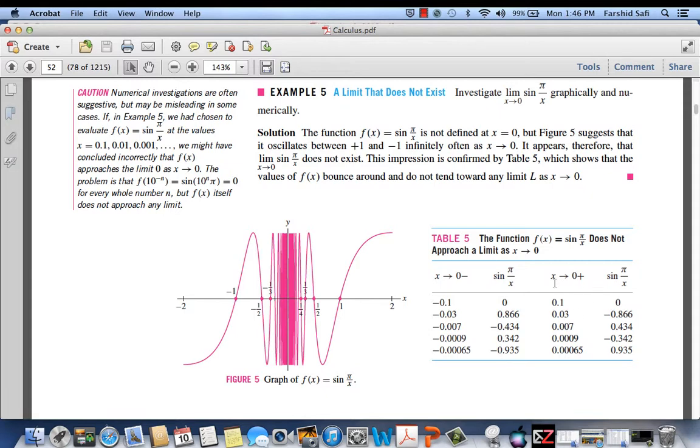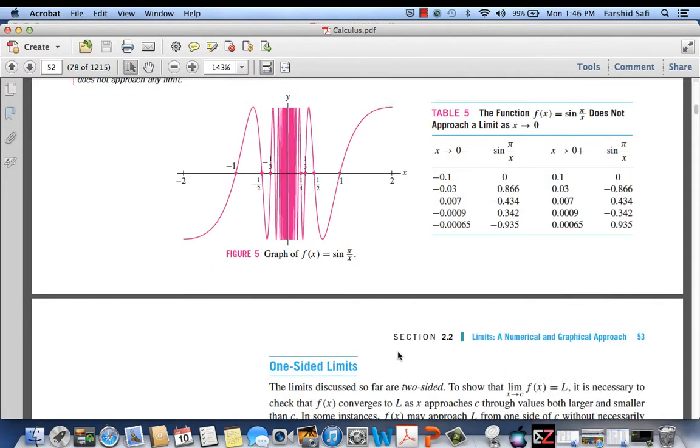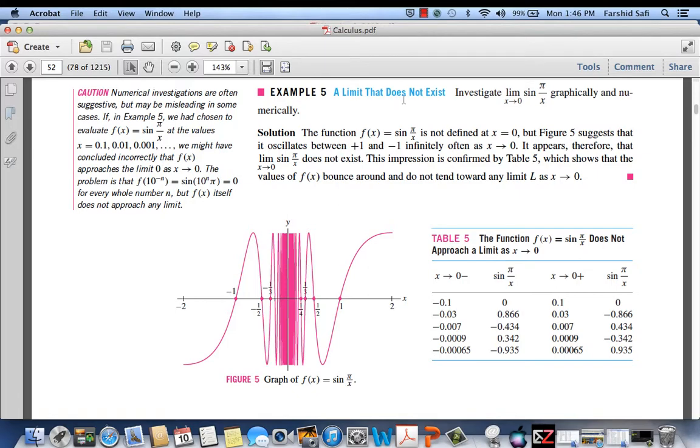The same thing for as x's approach 0 from the right. As we get infinitely close towards 0, the function values of sine of pi over x go from 0 to a negative, to a positive, to a negative, to another positive. So again, that limit as x approaches 0 from the right is not really converging towards a single value. So we would say that this is a limit that does not exist.